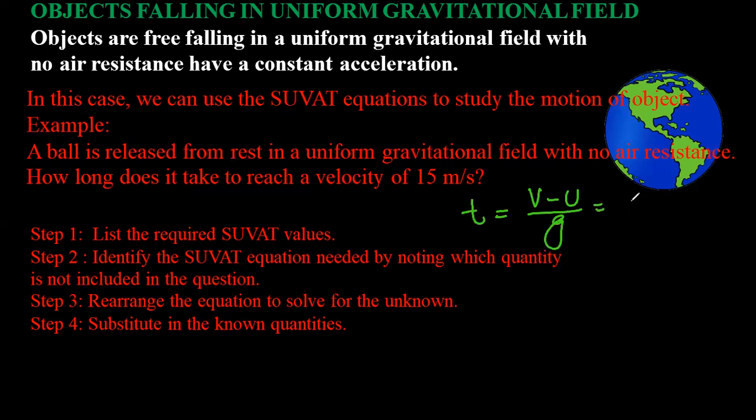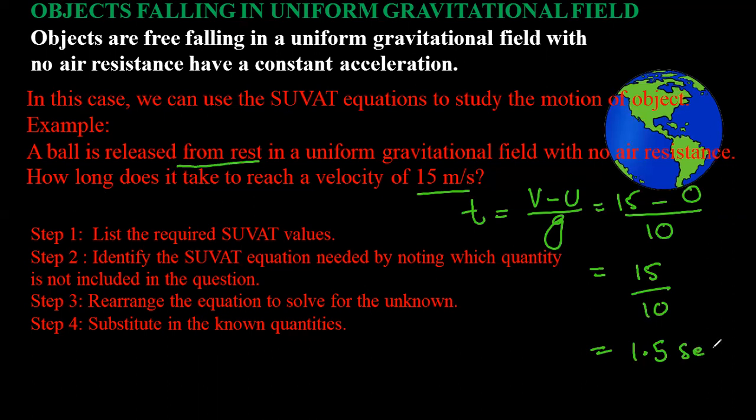When we substitute the values, final velocity 15, initial velocity 0, and uniform gravitational acceleration 10, we need to divide 15 by 10. What will we get? We are finding it as 1.5 seconds. So the time required to reach a velocity of 15 meters per second will be 1.5 seconds. Got it? This was another example of SUVAT equations.